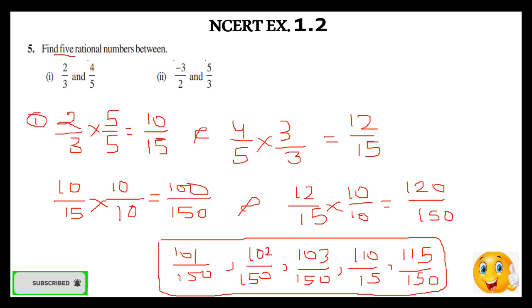Similarly, we can solve the second part here, minus 3 upon 2 and 5 upon 3. We can find the LCM of the denominators, and then we can find the equivalent of each, and similarly we will get the 5 rational numbers between the given two rational numbers.